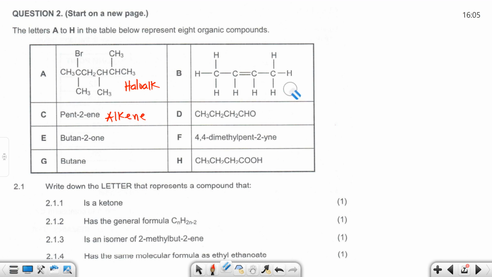Oh, even this one. I'm tired, guys. It's an alkene as well. Thank you for the correction. Means you guys are up to date and up to speed with what you're doing. Butane-2-one. All right.